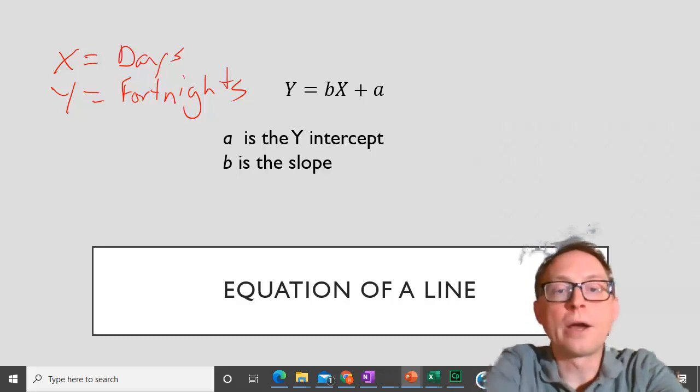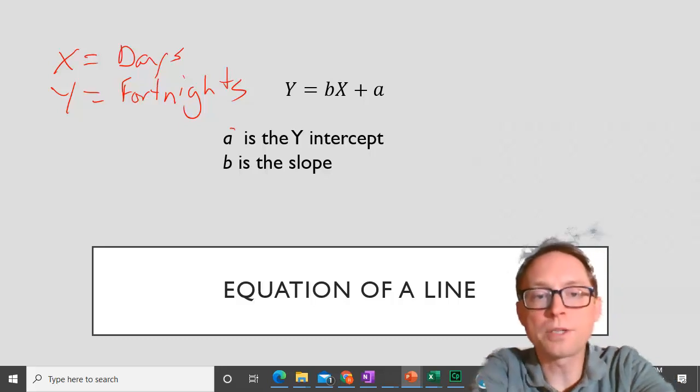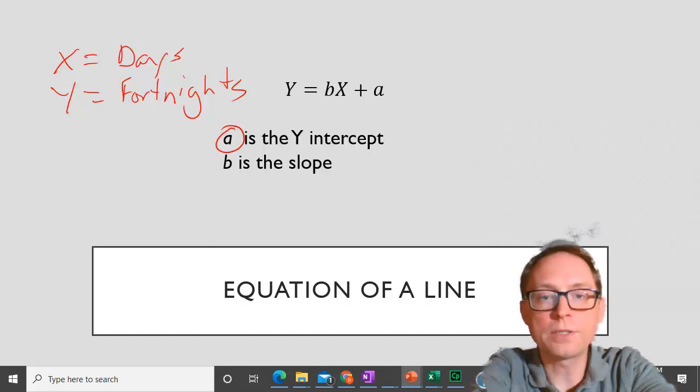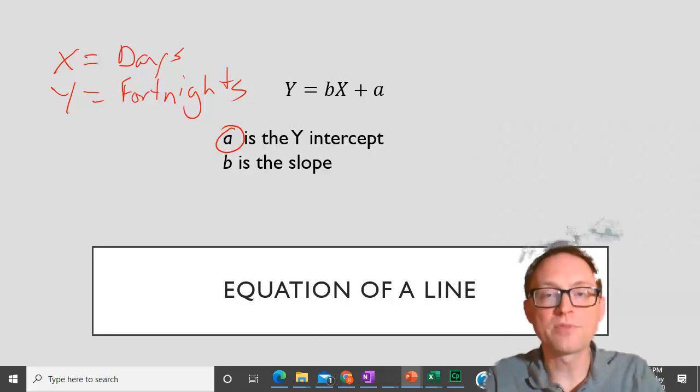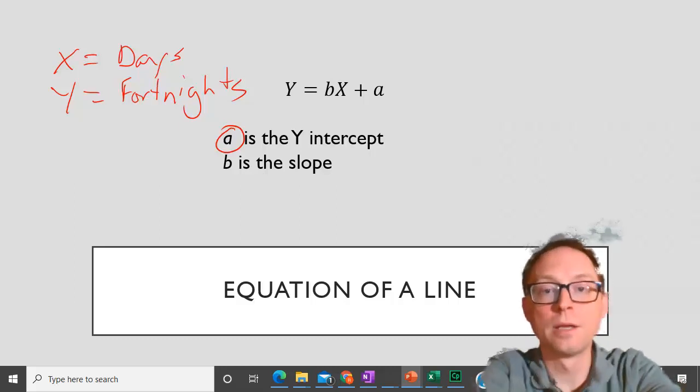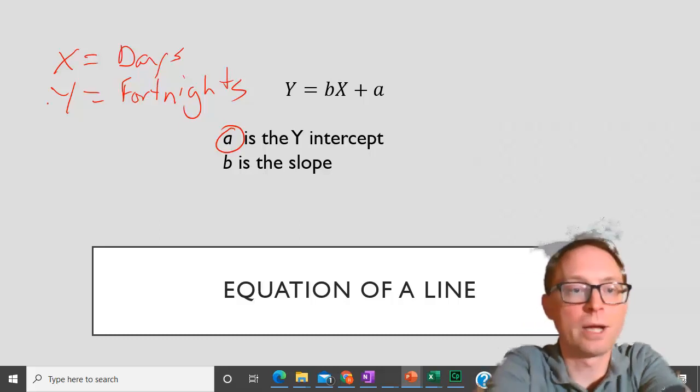All right, now here's what we need to do. First thing we need to do is figure out a. A is the y-intercept. That means y is fortnights. So we're looking for exactly how many fortnights have passed if x is 0, right? We're just saying, hey, what is going to be y when there's 0 days? So how many fortnights have passed if 0 days have passed? Well, in this particular case, that's easy because it's 0, right? So a is 0.